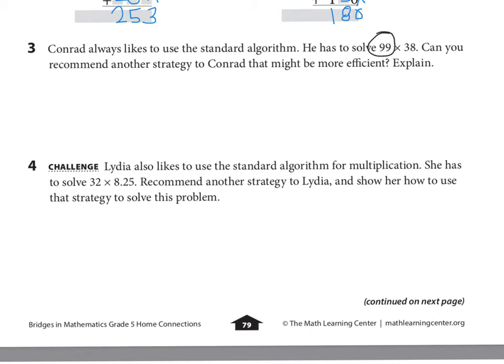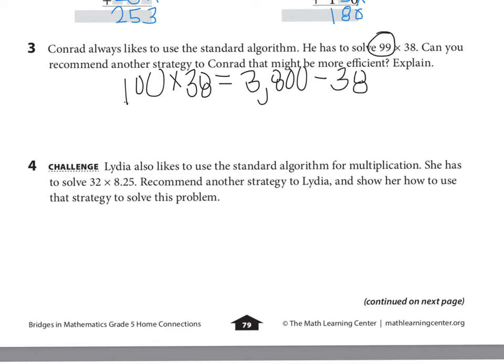I notice that 99 is close to 100. So I would use the over strategy, and I would take 100 groups of 38, which I know is 3,800. And then I would subtract one group of 38, which is 38. And so our answer would be 3,762. So you're going to write that because you need to explain it. Perhaps you would use the over strategy.